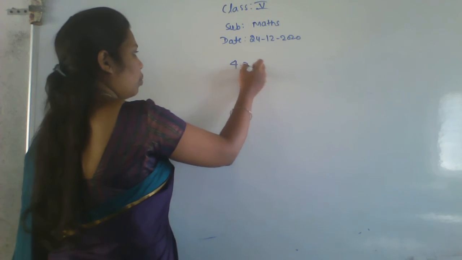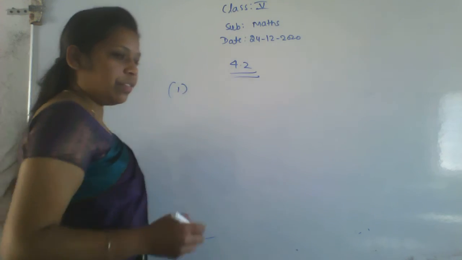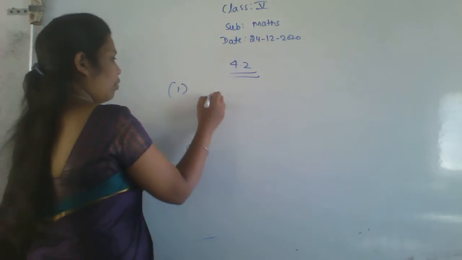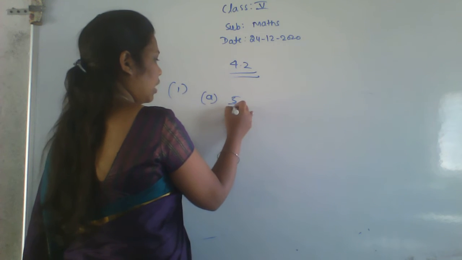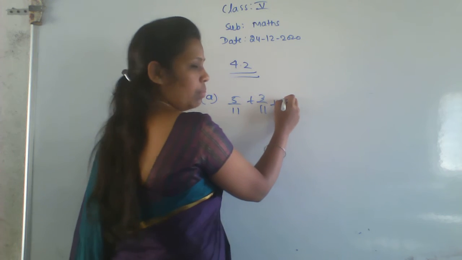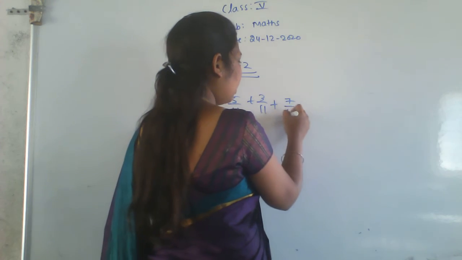Exercise number 4.2, first problem. Add the following: 5 by 11 plus 3 by 11 plus 7 by 11.